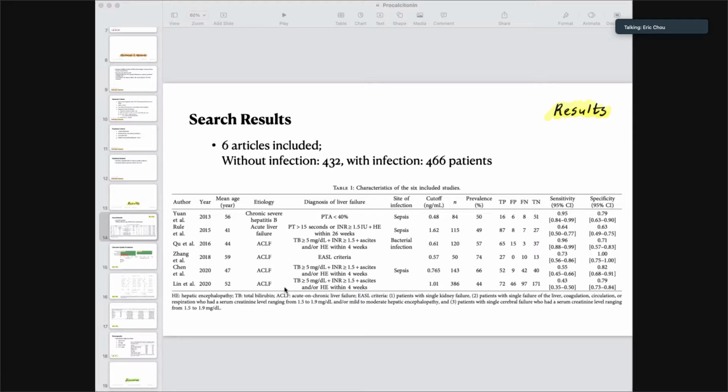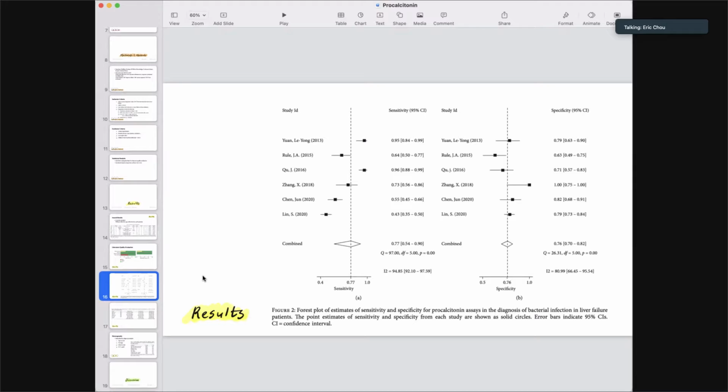And what are the results? I think there's a big variation between different studies, for either sensitivity or specificity.